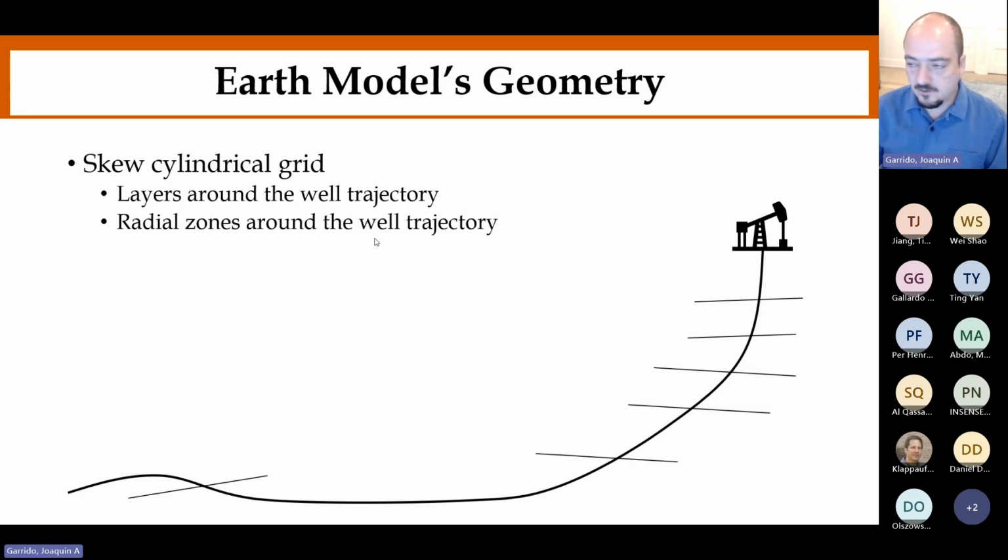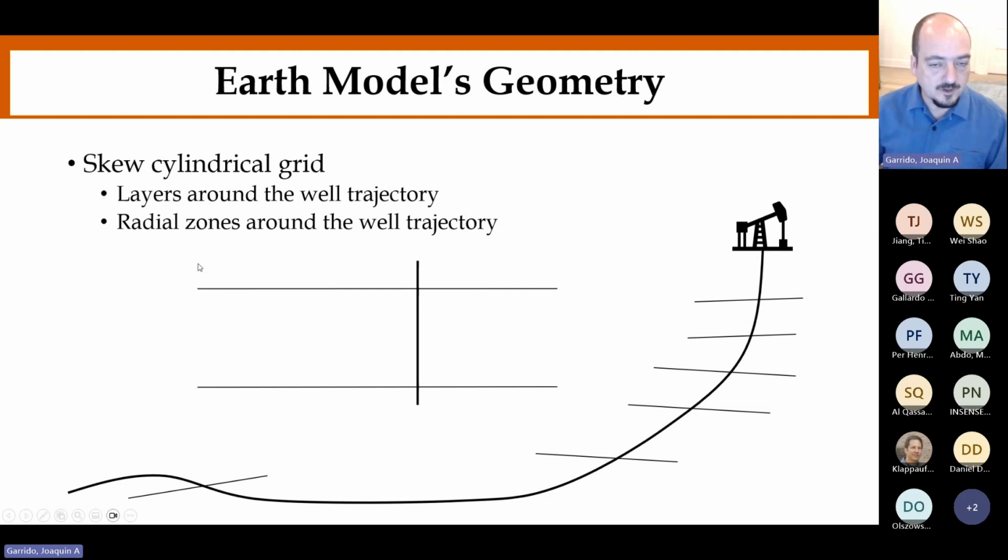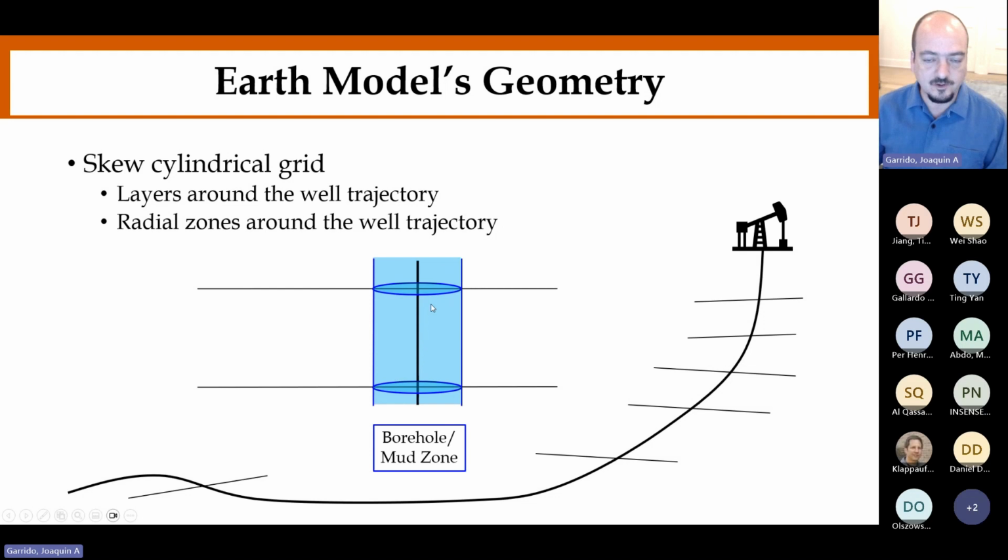Now, the radial zones are beyond the well trajectory and the layers that we have around them. If we zoom into a certain area, we can imagine that it's a straight line, even though, as I said, it's not always a straight line. You're going to have the bed boundaries, and around them, you're going to have some radial zones, always symmetric, always just perfect circles around the trajectories.